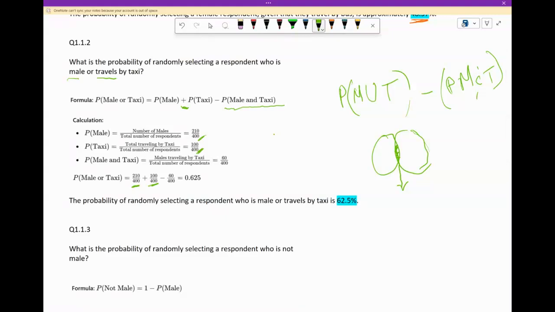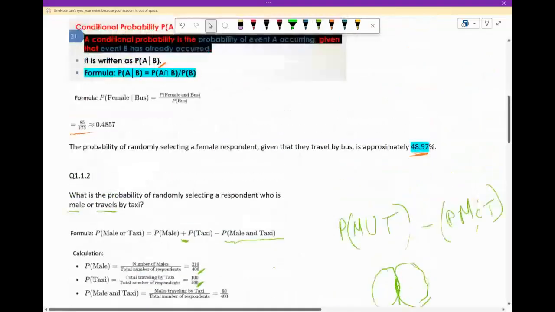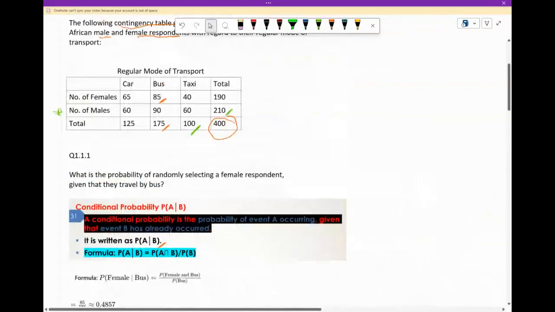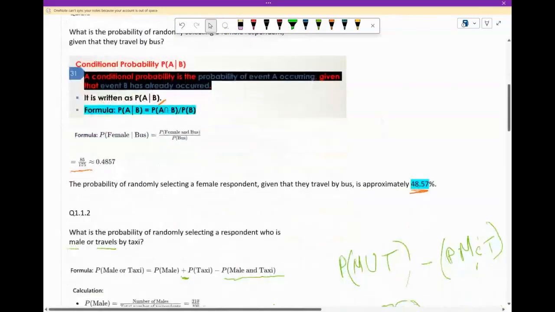Is it making sense? Yes, a male who travels by taxi. That's not the data that they've given us. It's not part of it. It is part of the data, because remember we did a survey on people, asking them about how they've traveled. They can't ask you probability without giving you data, because then what are you basing your probability on? So why are we minusing? Love it.